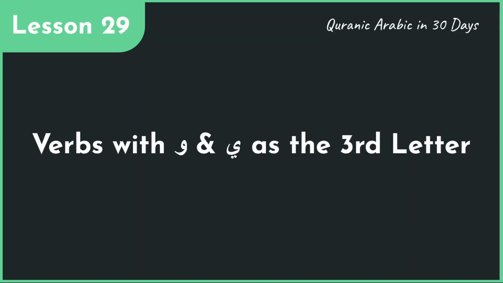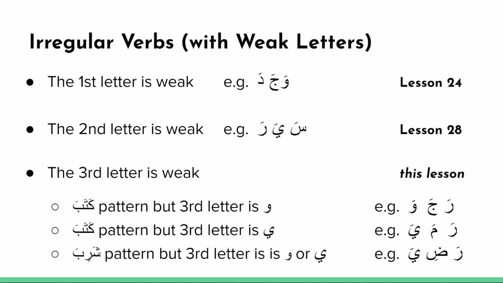In this lesson, we're going to cover verbs that have a waw or a ya as their third root letter. So these are irregular verbs, and so far we've had 3 lessons. This is the third lesson on irregular verbs. And we said that irregular verbs have a weak letter, a ya or a waw, as one of the 3 root letters.